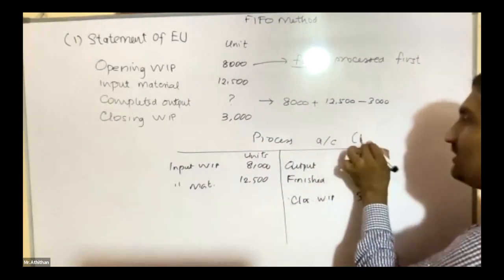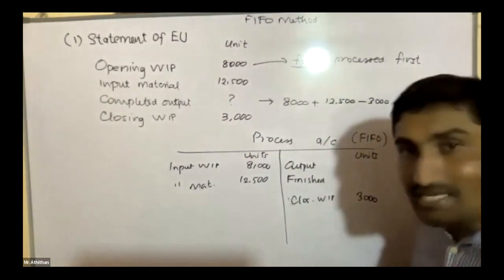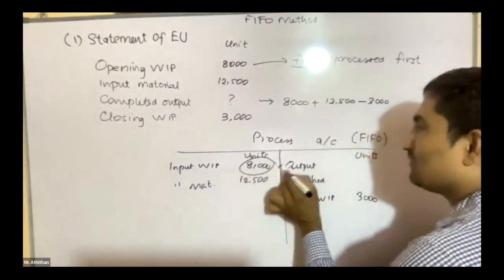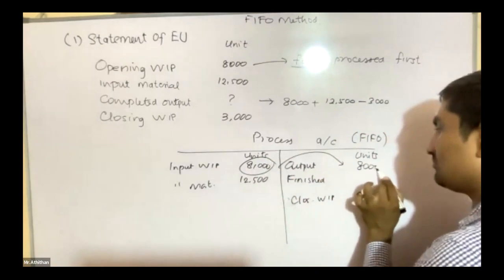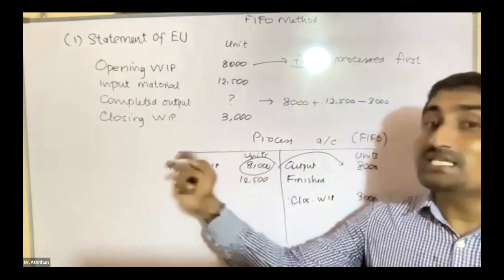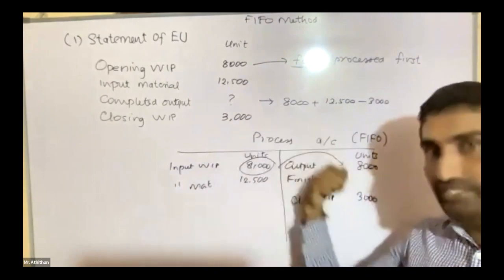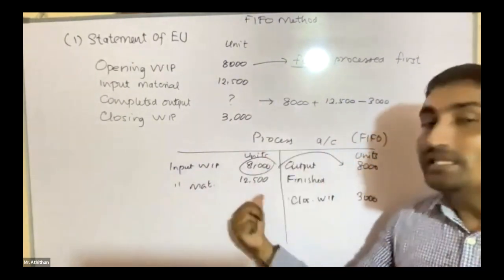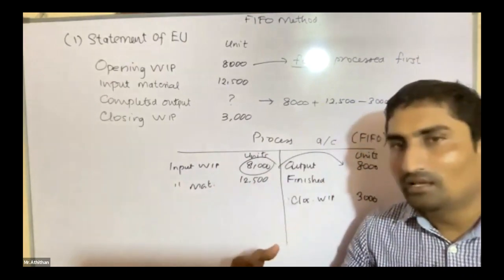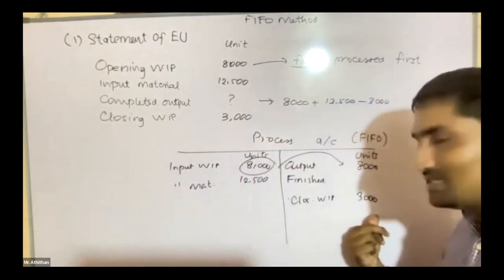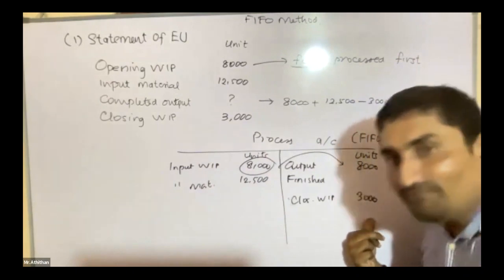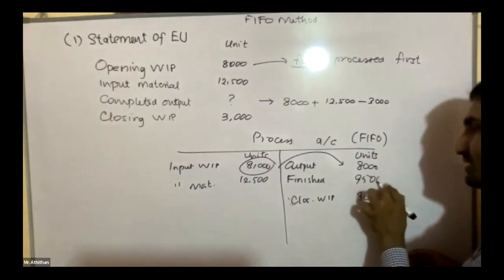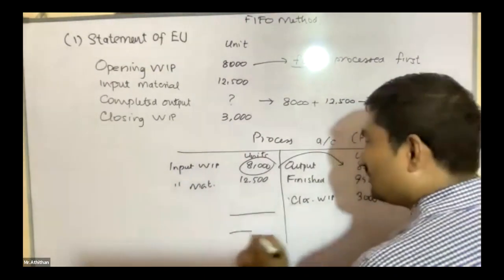We are using FIFO. So since we are using FIFO, நாங்கள் பயன்படுத்துற FIFO ன்றதால இந்த 8000 முதல்ல அவுட்புட்டுக்கு வரும். Right? Because this 8000 came first, so it's finished first. First in, first out. Then 12,500 we are processing. We are trying to process everything, but 3000 is remaining. So if 3000 is remaining, 9,500 is completed, right?